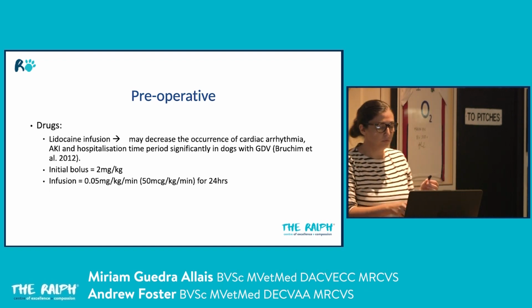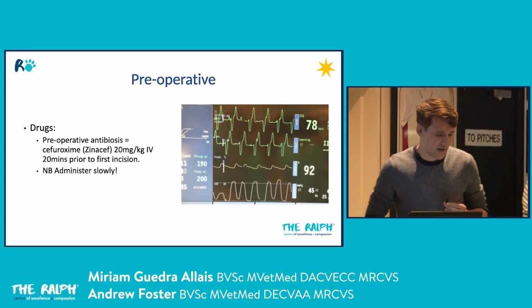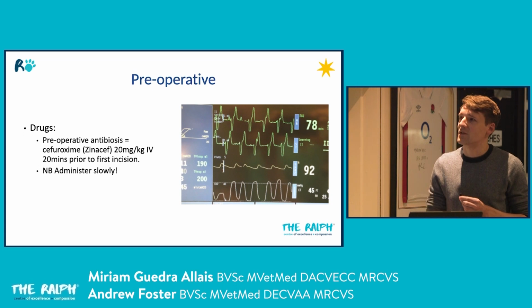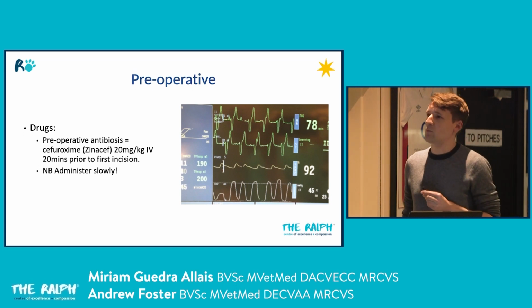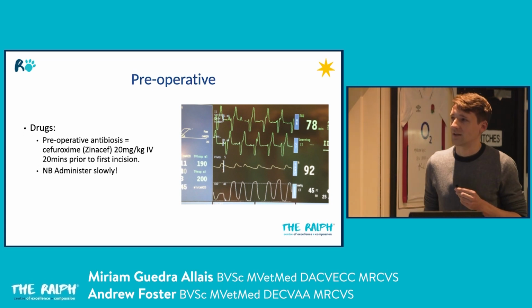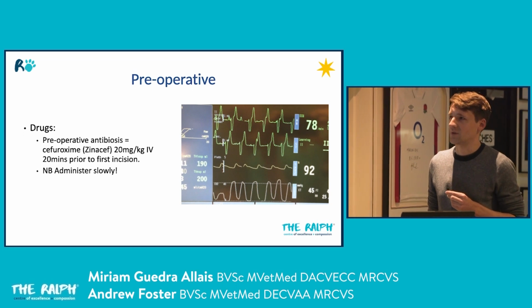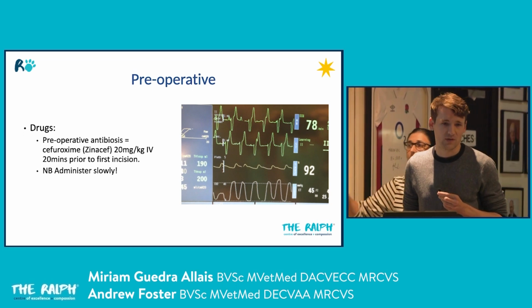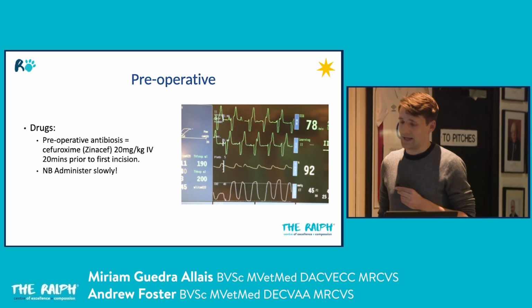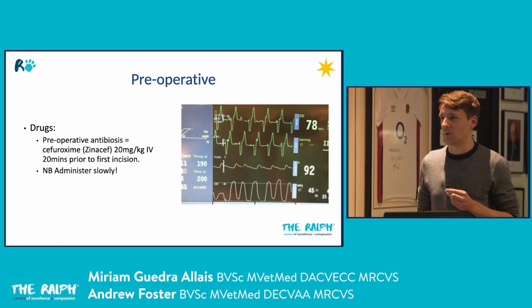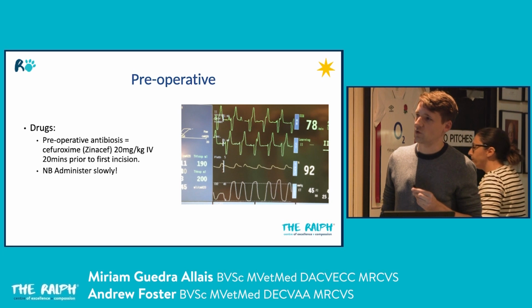Now I'll give back to Andrew. Okay, so now we're getting closer towards our surgery for these patients. We need to provide perioperative antibiosis, and something like cefuroxime, so Zinacef, 20 milligram per kilo IV, 20 minutes prior to induction is generally what you're going to reach for. There are other antibiotic options, but generally we prefer intravenous antibiotics for our surgical period.